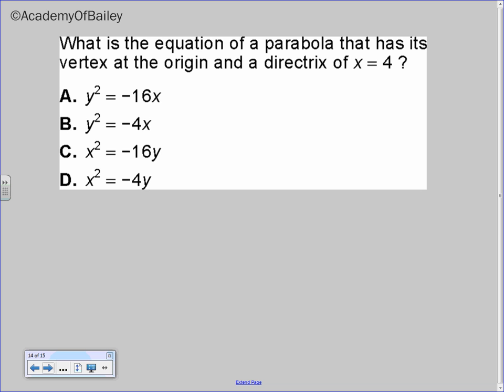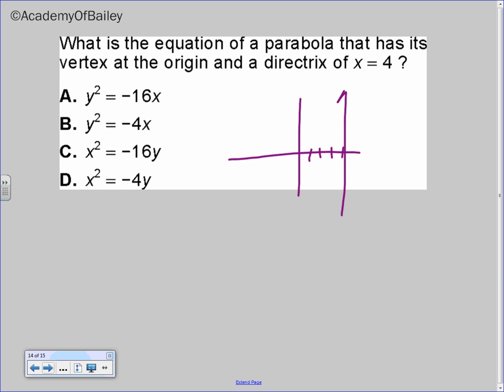Let's see if you can do this one on your own, and then I will work out the solution for you. So hit pause, see which one you come up with, and then hit play. What is the equation of the parabola? It has its vertex at the origin and a directrix of x equals 4. So x equals 4: 1, 2, 3, 4.